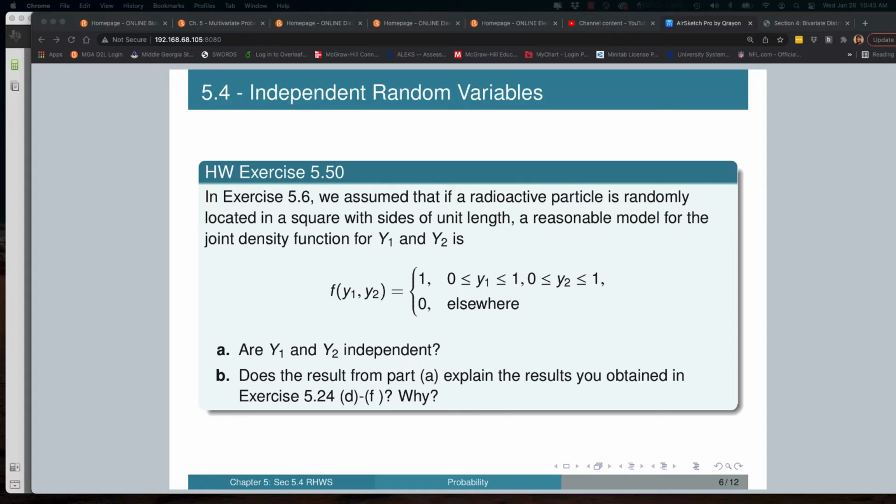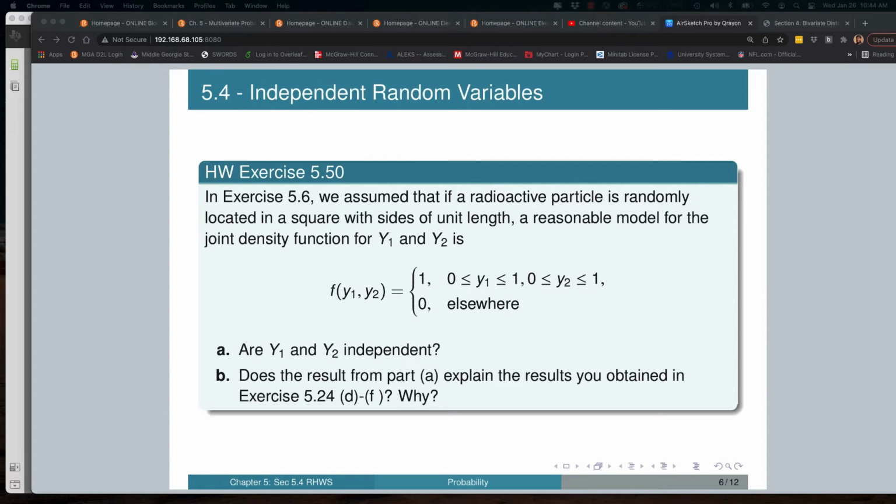Okay. The next exercise was exercise 5.50, and it's a continuous variety here. It says in exercise 5.6, we assumed that if a radioactive particle is randomly located in a square with sides of unit length, a reasonable model for the joint density function for y sub 1 and y sub 2 is given by the following. And part A just asked, are y sub 1 and y sub 2 independent? And it says, does the result from part A explain the results you obtained back in exercise 5.24, answers D through F? And why?